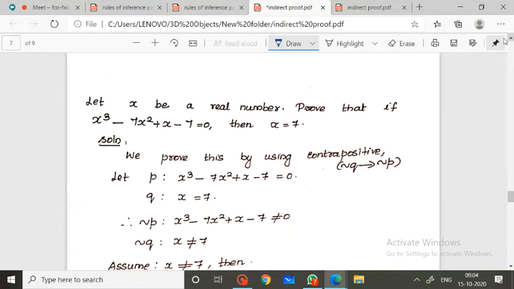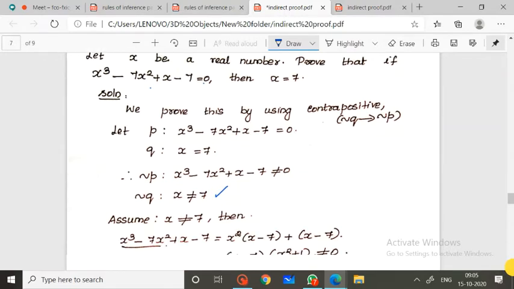See this question. Let x be a real number. Prove that if x cube minus 7x square plus x minus 7 is equal to 0, then x is equal to 7. So we prove this using the contrapositive. Assume that P is the statement x cube minus 7x square plus x minus 7 is equal to 0. Now Q is x equal to 7. Therefore, negation P is that the expression is not equal to 0, and negation Q is x not equal to 7.